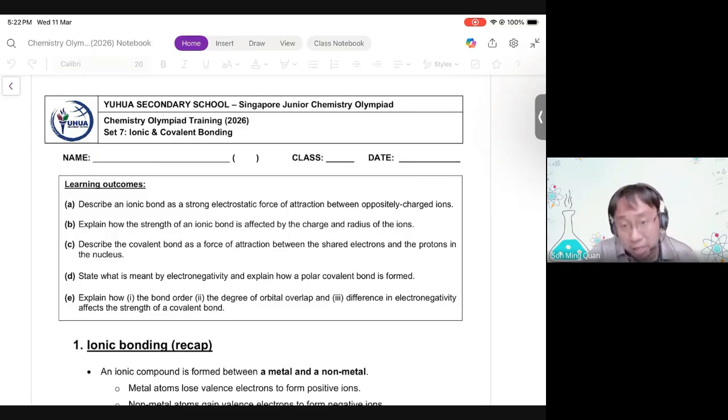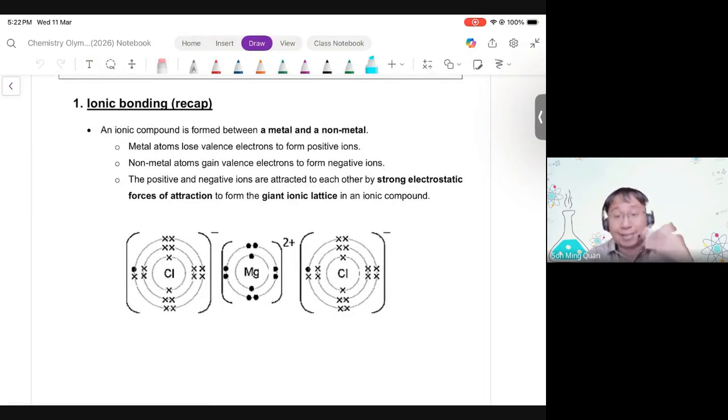So let's quickly do a recap of ionic bonding as you have already learned this in class. First, ionic bonding exists between a metal and a non-metal when they react together to form ionic compounds. Now, why do you need a metal and a non-metal? You need a metal and a non-metal because metals will lose valence electrons. When you lose valence electrons, remember electrons are negative. If I lose the negativity, I lose negative charge, I become positive. All right. So loss of electrons forms positive ions.